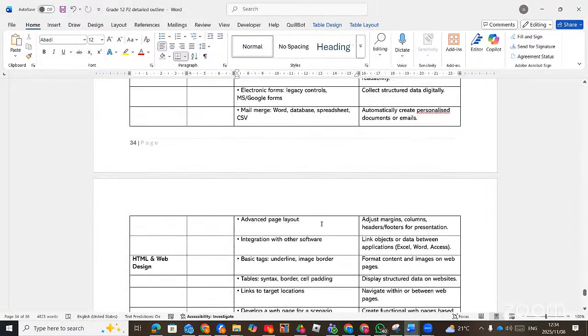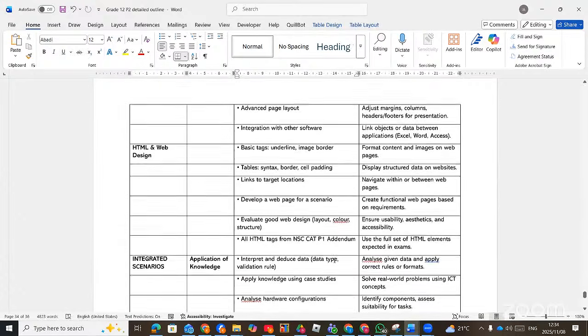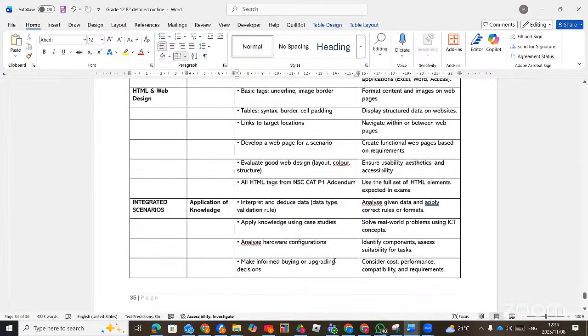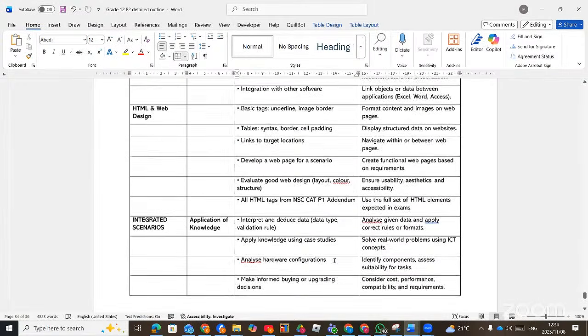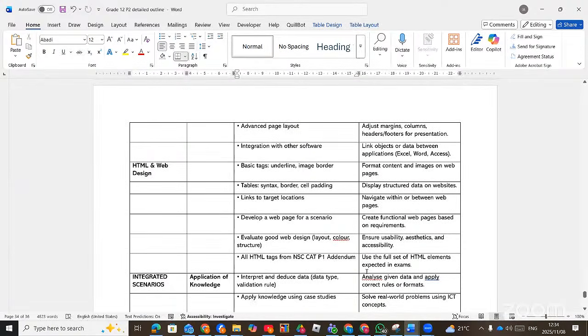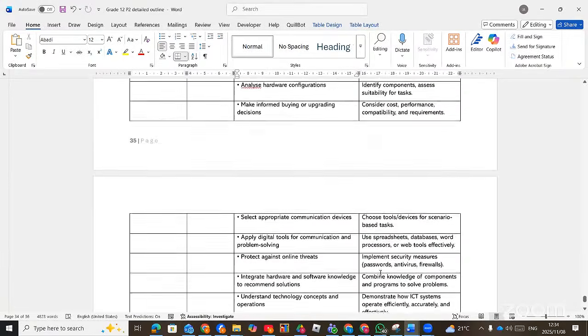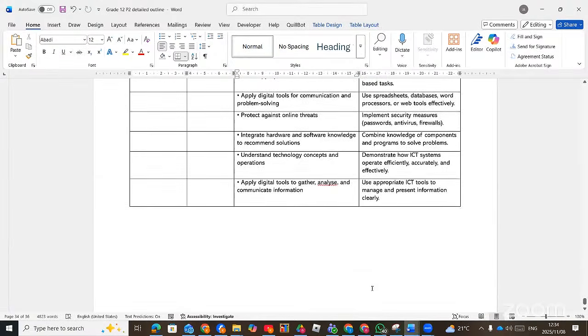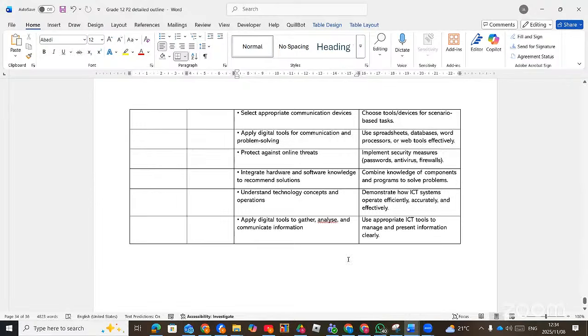Then again, things like the layout, integration with other softwares. So basically, these are the things that they are going to ask you regarding the HTML, where the basic text. You have to watch out for some of the questions that I've identified and I've demonstrated with you guys. You have to go through them.